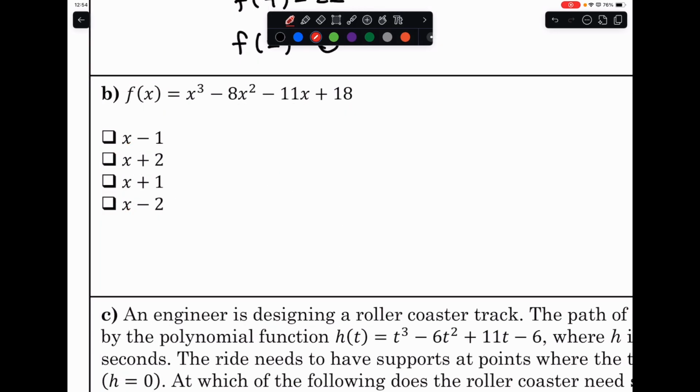Let's take a look at the second example. For this example, let's determine which of these 4 is going to be a factor. So we'll do the exact same thing and evaluate f at positive 1, since this is minus 1. Evaluate f at negative 2, at negative 1, and at positive 2.